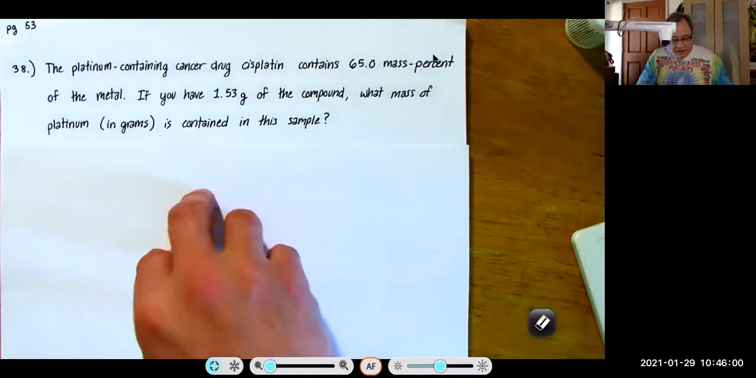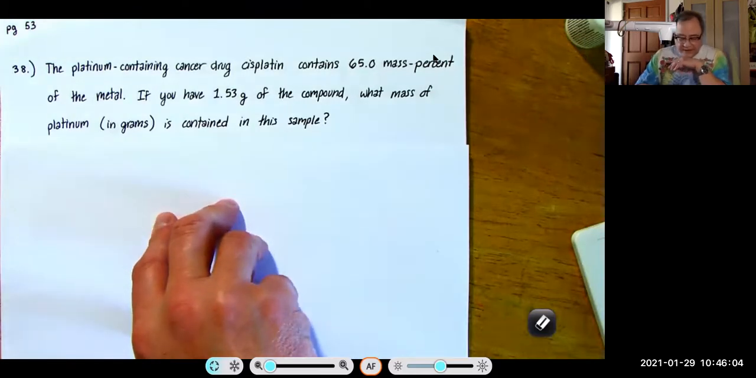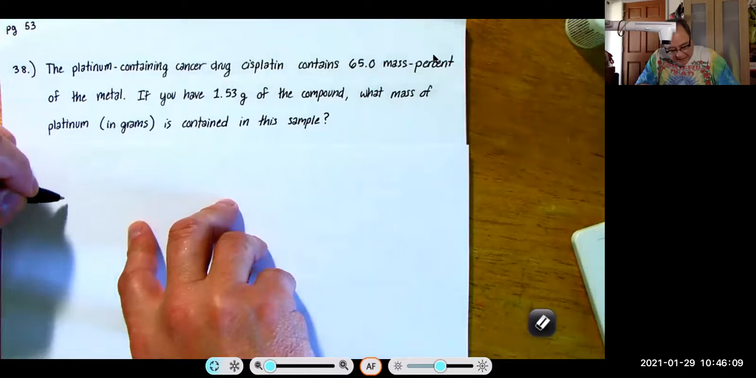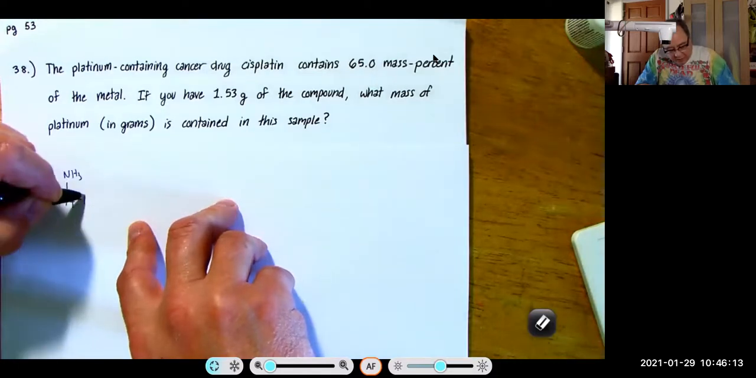Okay, so we have a drug called cisplatin, and it contains 65 mass percent of the metal, and it's basically platinum surrounded by four molecules, I believe.